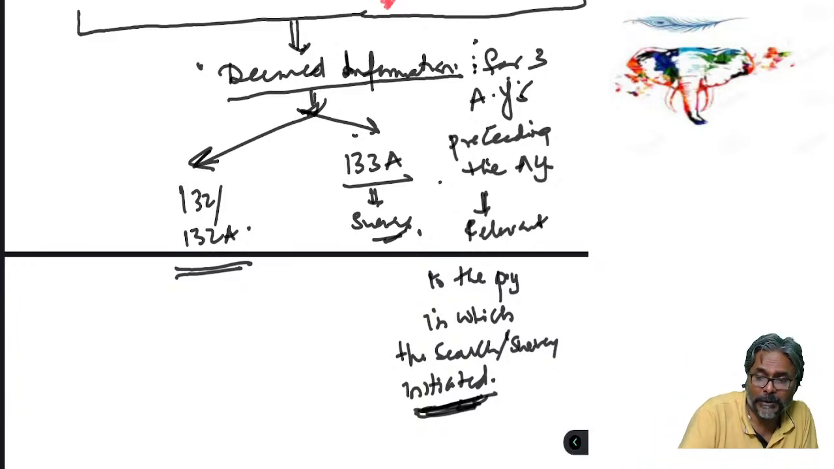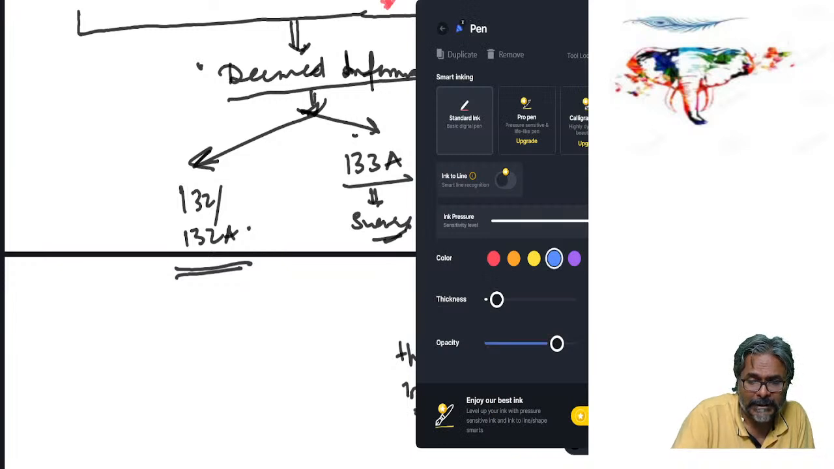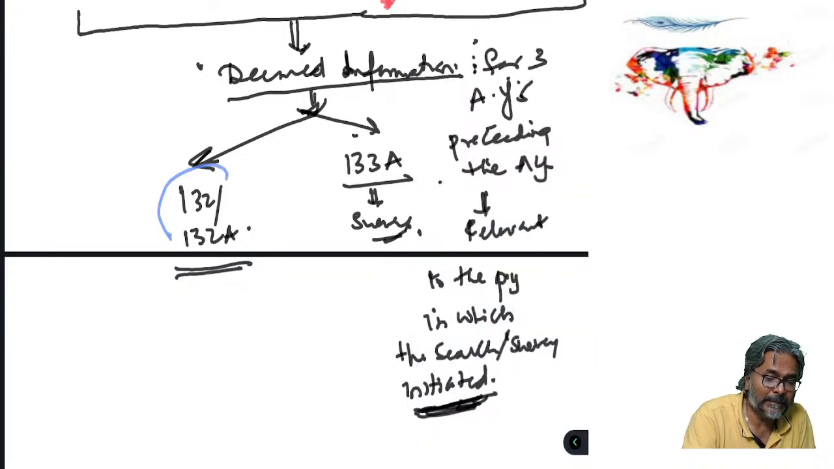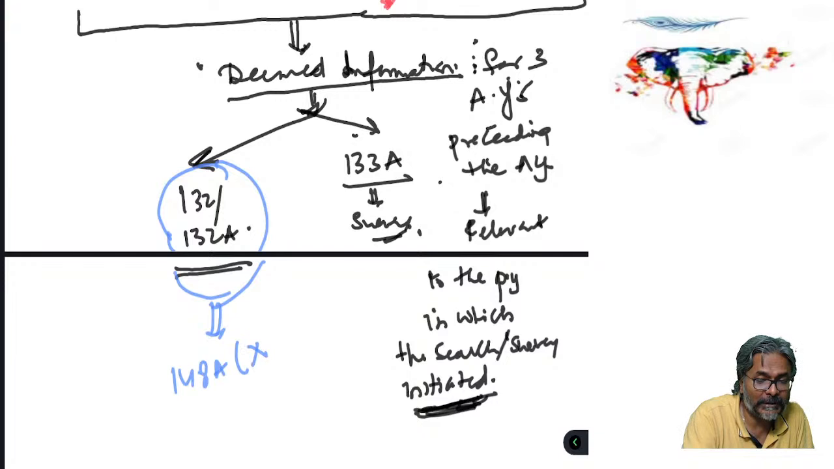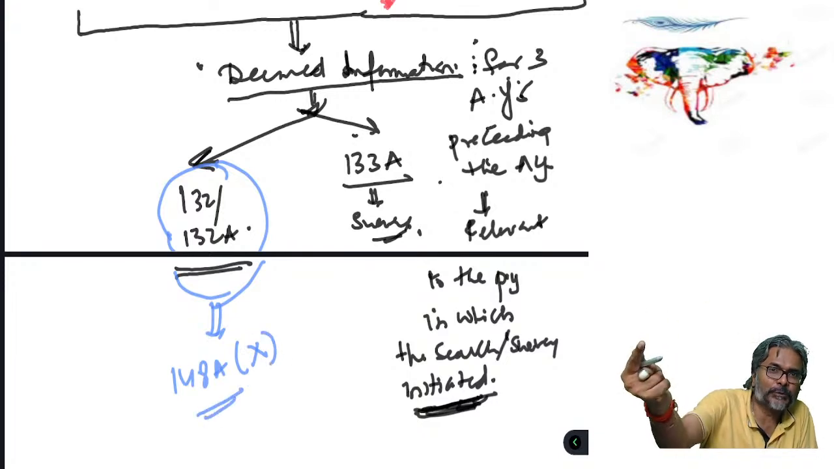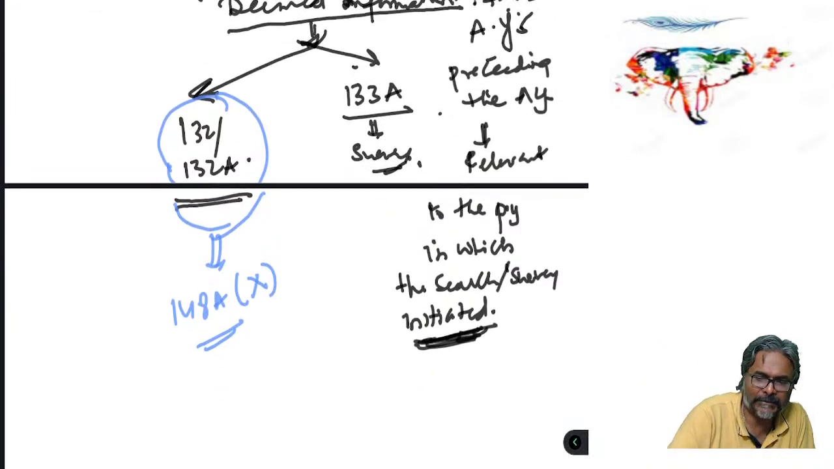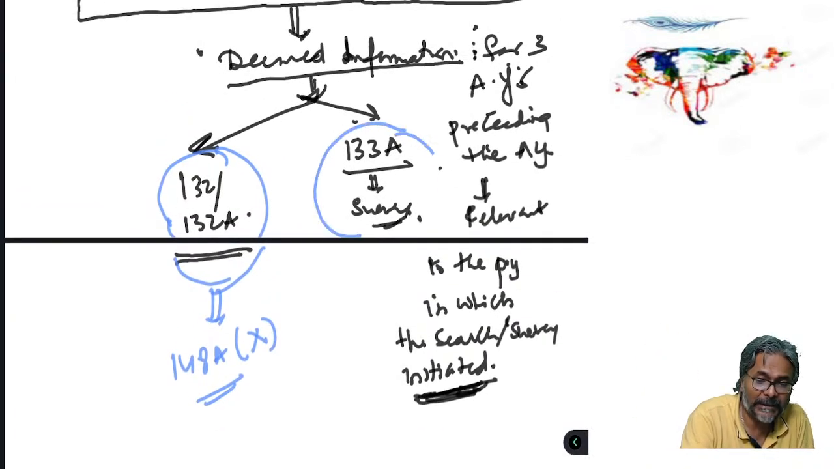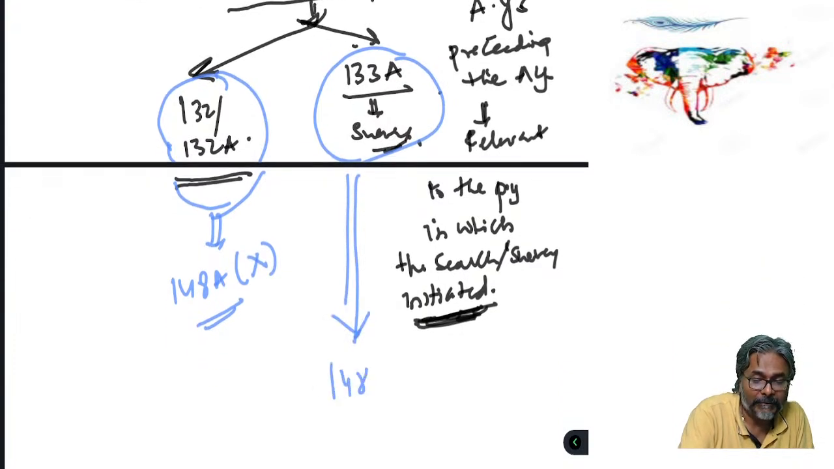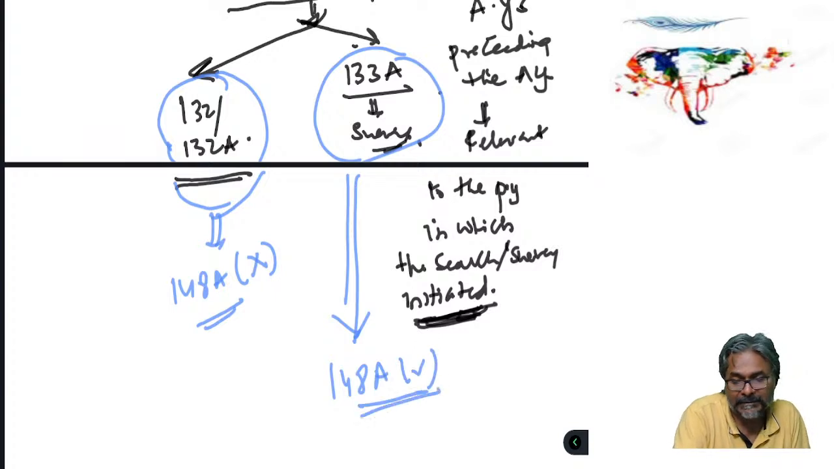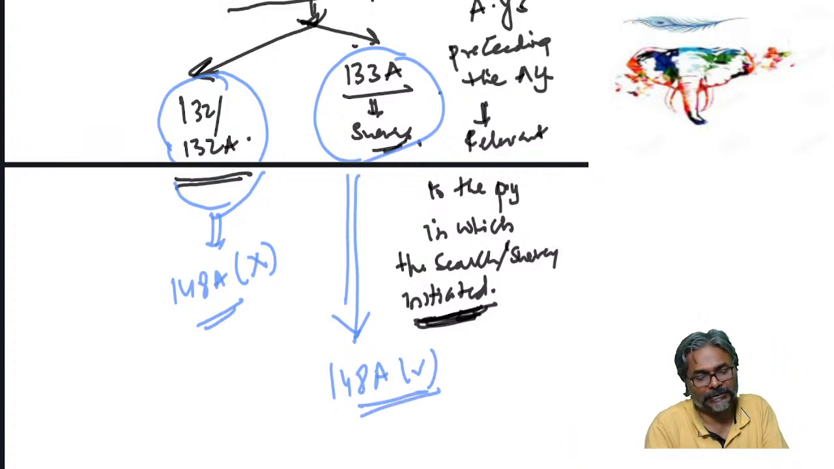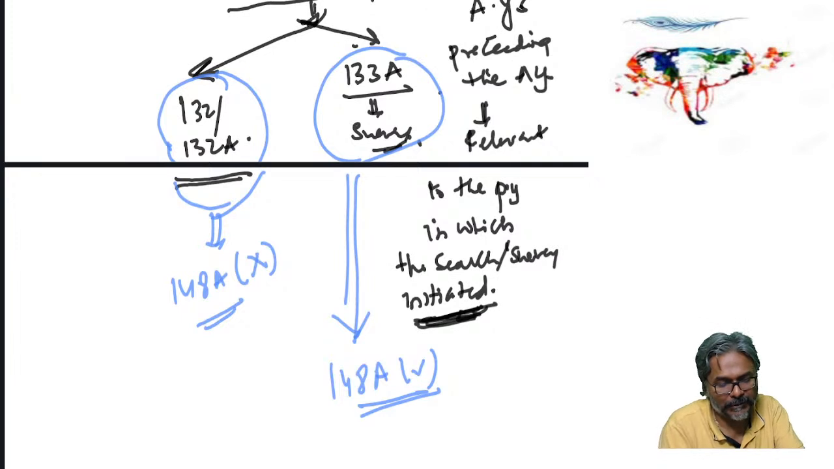Now one important point, students, before we proceed further: for 132 and 132A, is the 148A notice required to be given before he starts doing 147? The answer is no. But what about the 133A survey, students? In this case, does the notice of 148A need to be given? The answer is yes, students. That is how things have to be looked at, students.